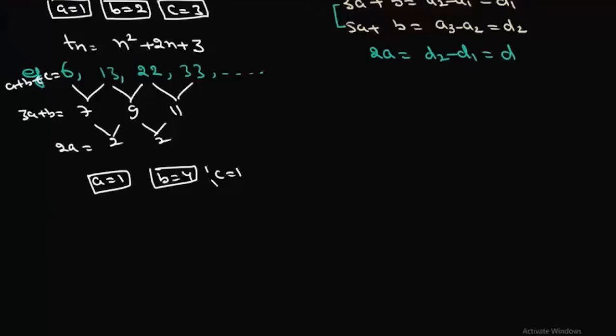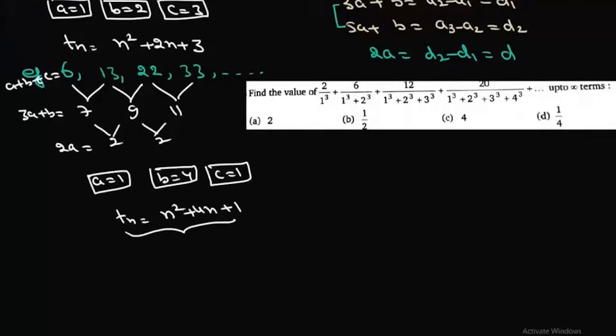So the value of c will be 1. So the nth term for this series will be n square plus 4n plus 1, and that is the answer to this question. Now let us take another question.